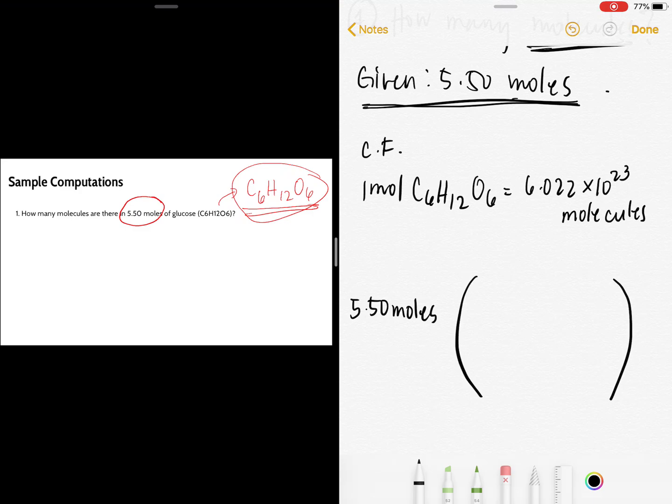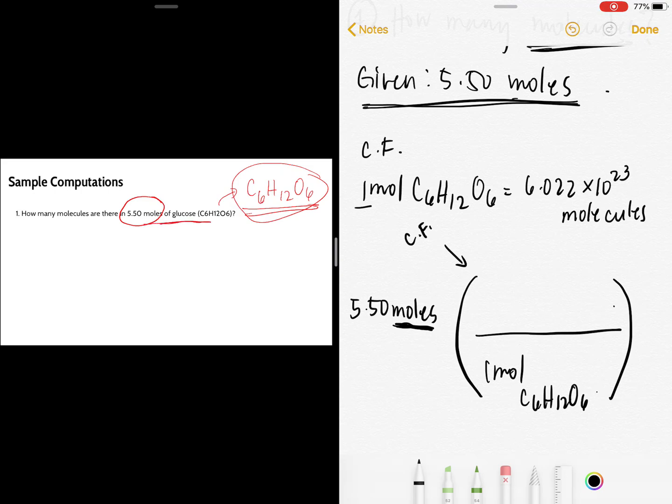Tapos, maglalagay tayo ng parenthesis. Sa loob ng parenthesis, ang laman po lagi nito is the conversion factor. Ngayon, sino ang nasa numerator at sino ang nasa denominator? Kung anong unit po yung nandito sa taas, yun po yung nasa baba. So, moles po yung nandito. So, dapat mole din yung nasa baba para mag-cancel sila. So, ano yung number na dinadala ng mole? 1 lang. So, dito sa baba, ang nakalagay is 1 mole of your glucose.